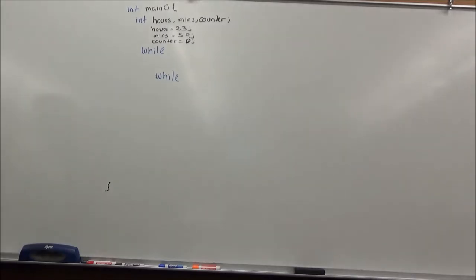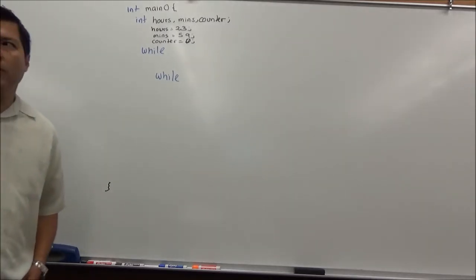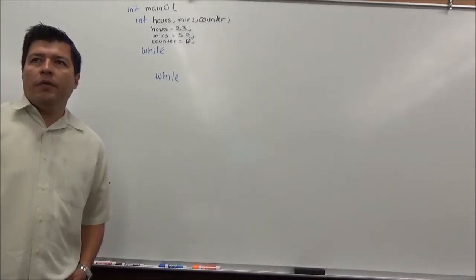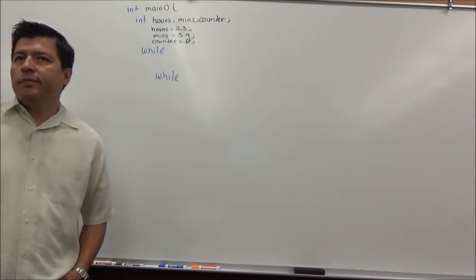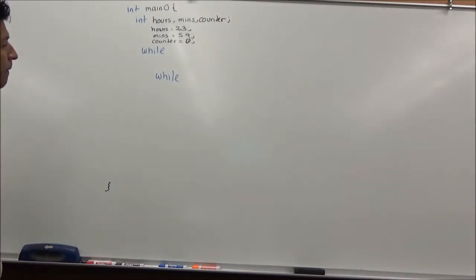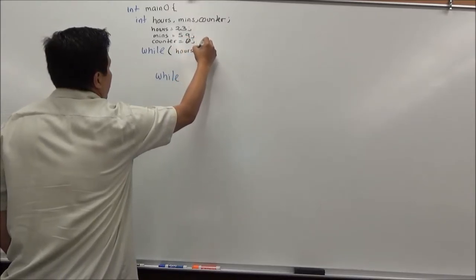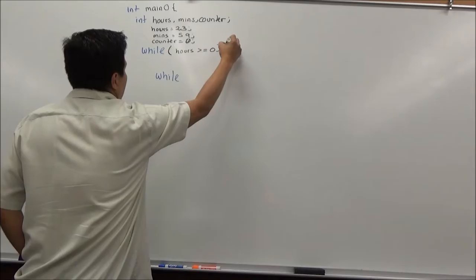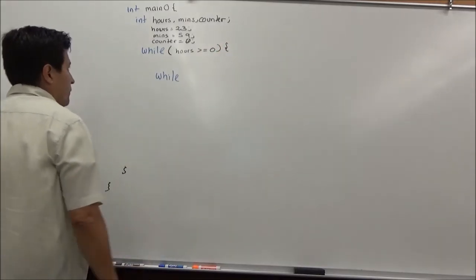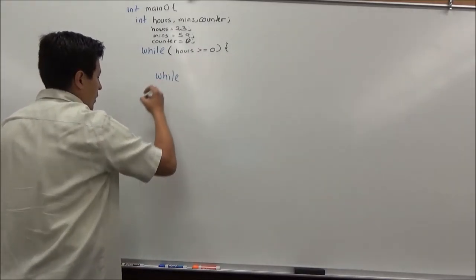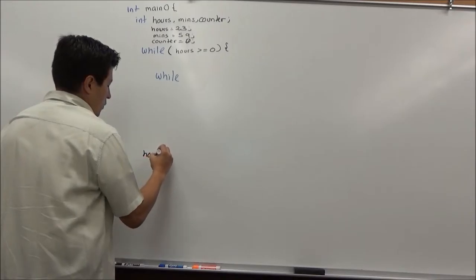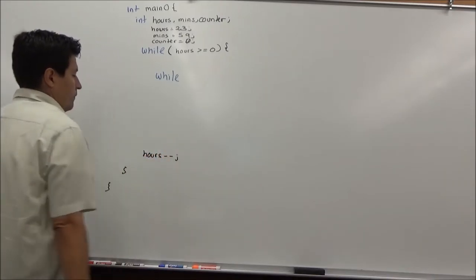So I'm going to make a timer, and I'm going to have the timer go from 23 hours and 59 minutes until zero, you know, a countdown. So I'll say, well, the hours are greater or equal than zero. I will do something inside this, and I'm going to do the increment of the hours.